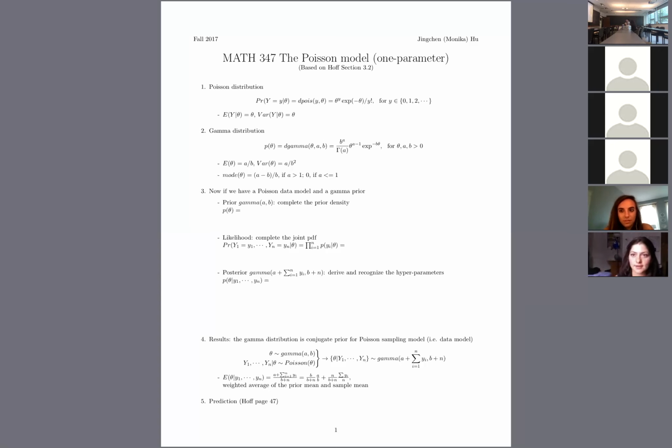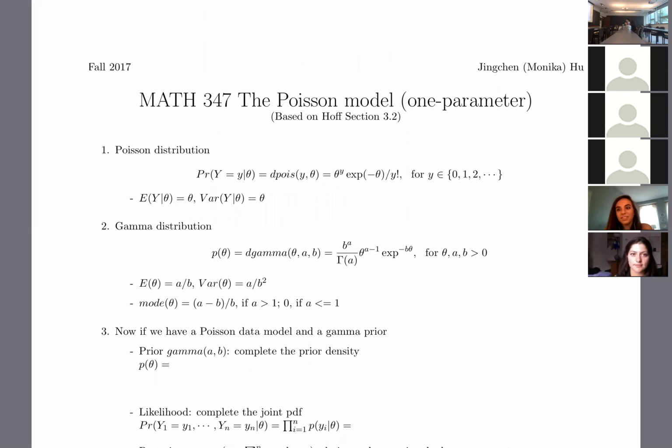I realize maybe this is kind of too small, so maybe I can zoom in. Okay, great. Yeah, I didn't know that.